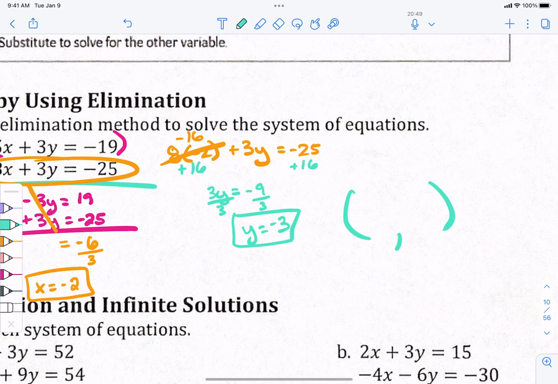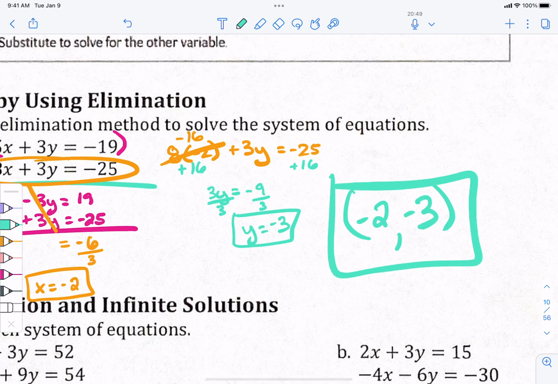Okay, now I also like to write my final answer as an ordered pair, like one of these, right? What would that ordered pair look like? -2. Yeah, x is negative 2, y is negative 3. Okay, now negative 2, negative 3.